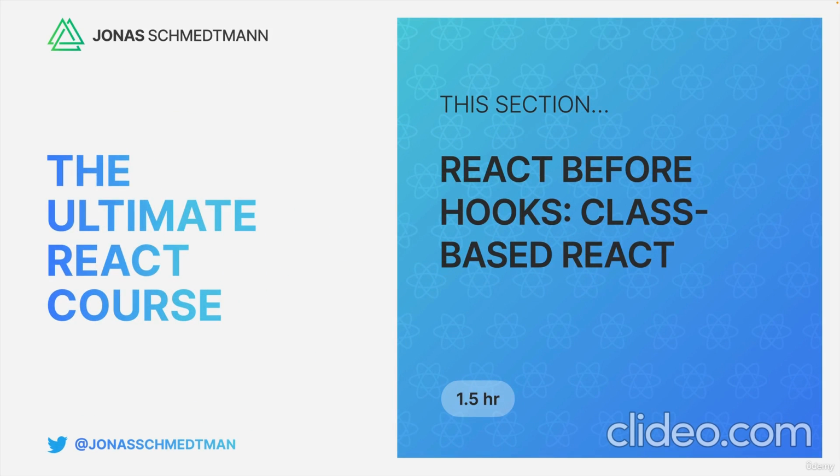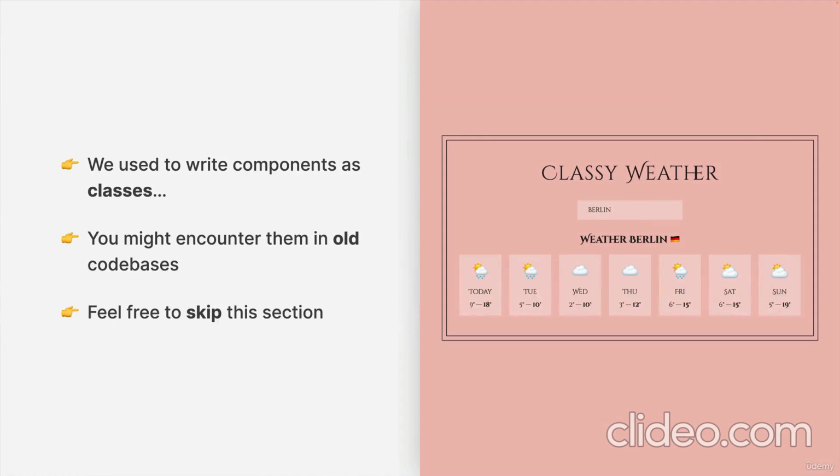Welcome to the last and optional section of the intermediate React part of the course. This one is all about class-based React. So once upon a time, we used to write React components in quite a different way. Instead of using functions and hooks, we used classes and so-called lifecycle methods.